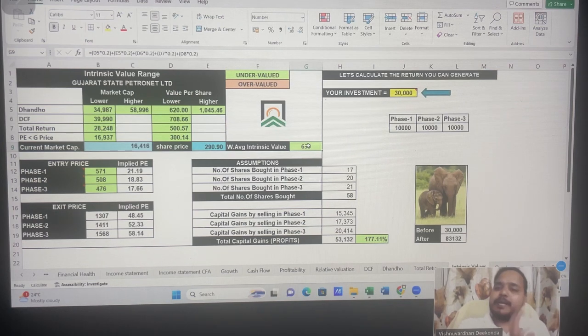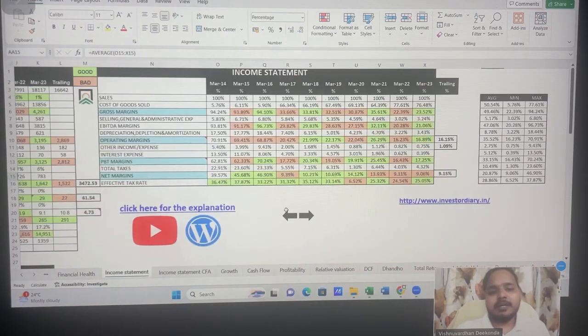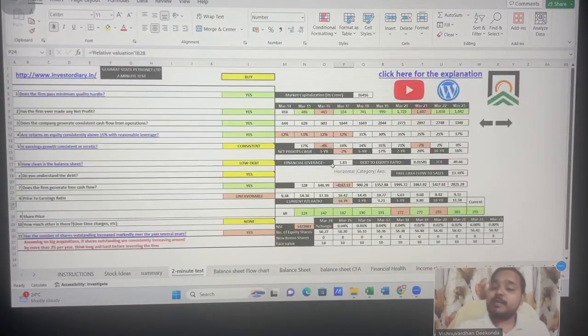So it starts with the 2-minute test. In fact, we have gone through so many worksheets, like the cash flow worksheet, profitability worksheet, income statement and all. Of course, you can do this. We'll do more than 90% of our job. Market cap is here. Whether the company is making money or not, whether it is consistent or not, whether the cash flows are positive or not, free cash flows are positive or not, free cash flow to sales, return on equity, growth of the company, financial health of the company.